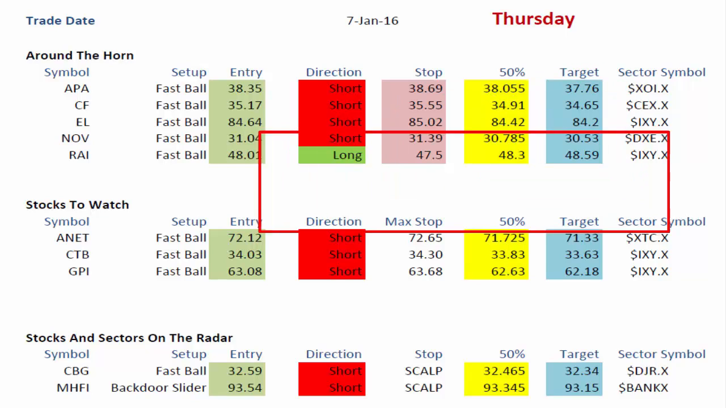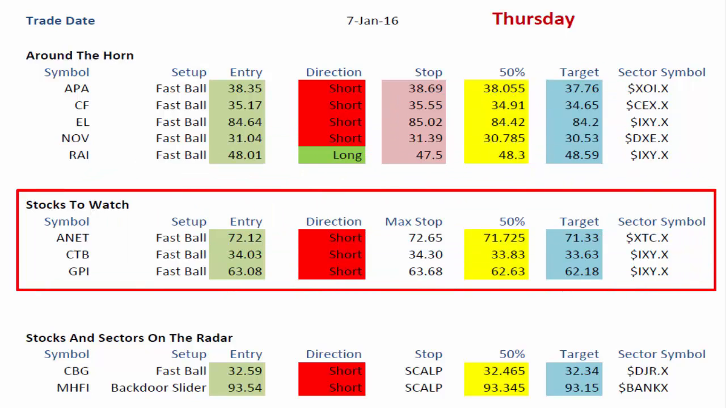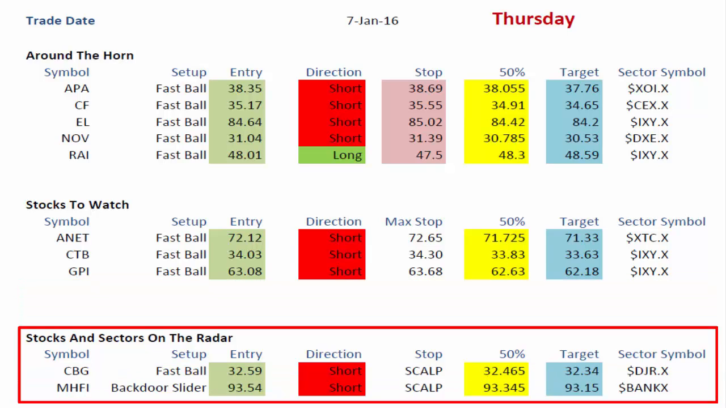I had stocks to watch as well. These, as most of you know, I trade pretty much wide open, so I just have the entry, the stop, and the target that I program into my trading software ahead of time as a bracket order. ANET, CTB, and GPI were all on the list for the session. The wild card here, of course, CBG and MHFI. Those are stocks and sectors on the radar, and I follow those as discretionary trades based on what's going on in the market.